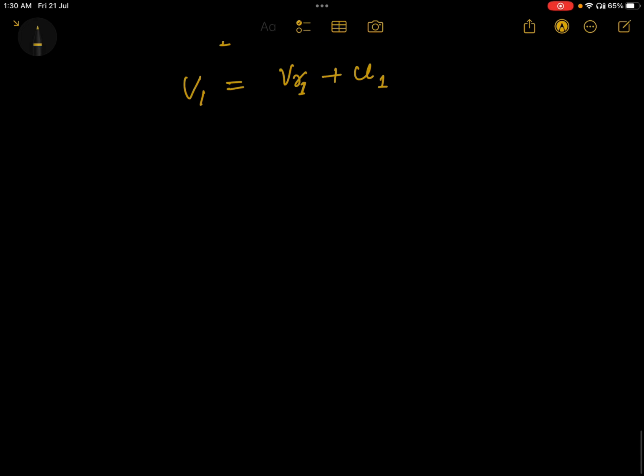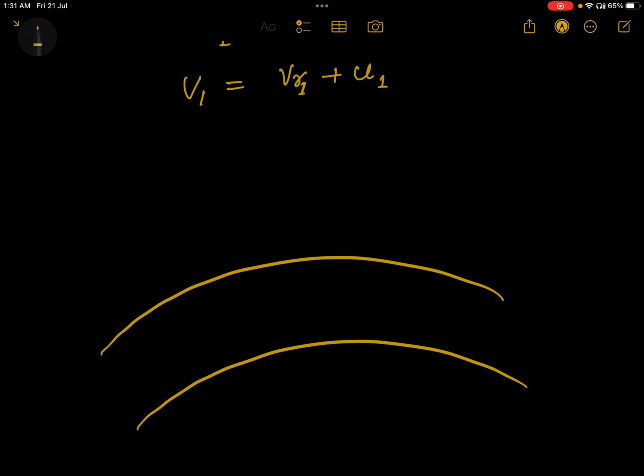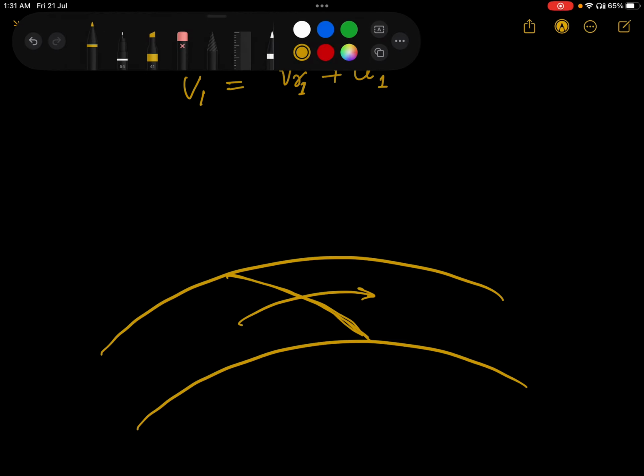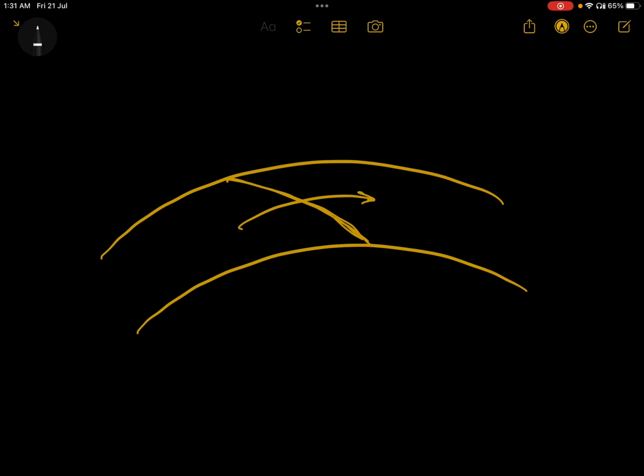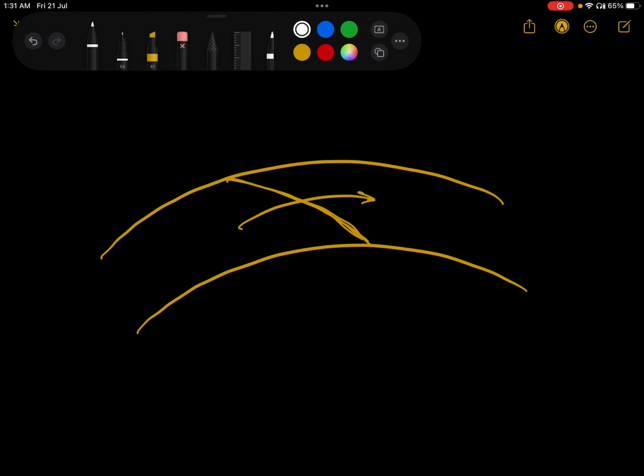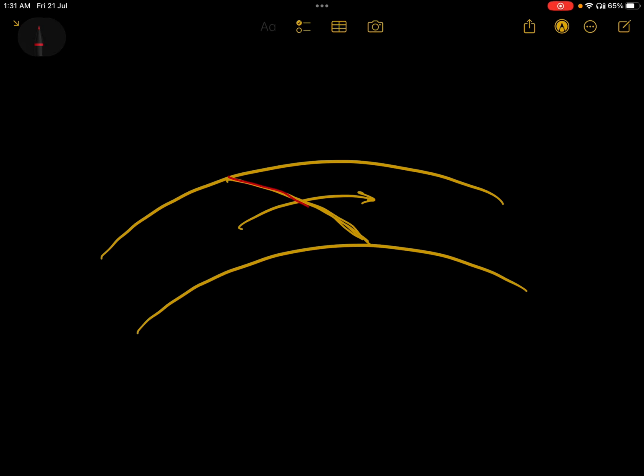So let's take an example. Let's say we have a turbo machine and there is a blade attached here, and let's say it is moving like this. Now, how will you draw the velocity diagram? First, let's draw the blade in a different color.